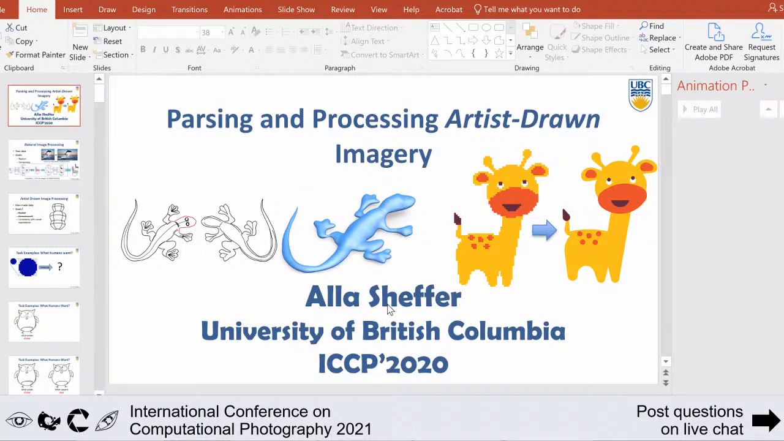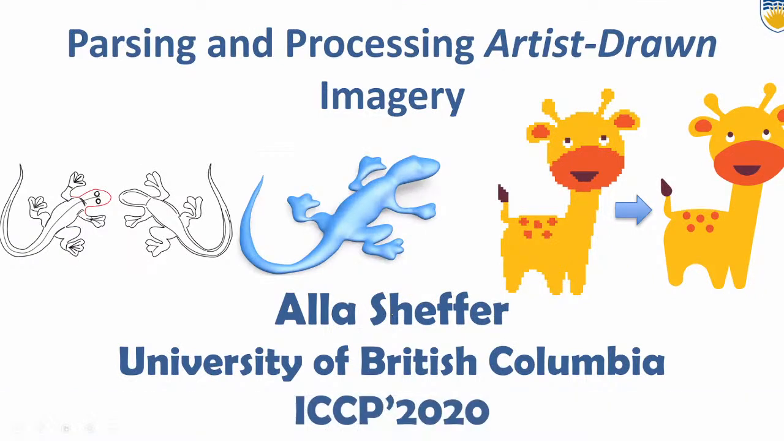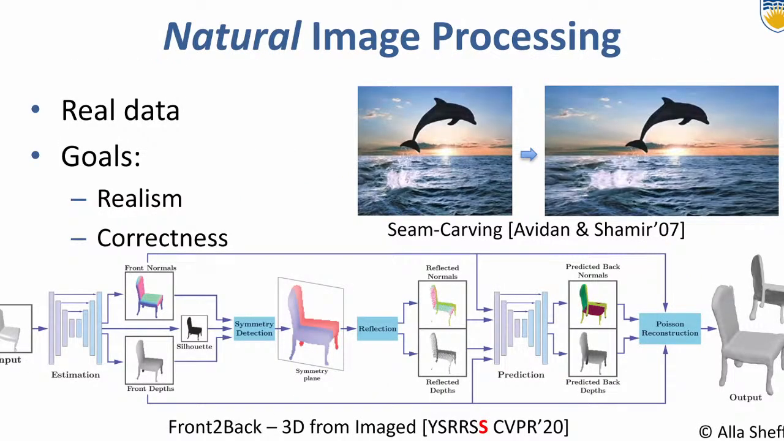Now it did. Okay, so as mentioned, my goal today is to talk about parsing and processing artist-drawn imagery, which is a somewhat different topic from what most presentations at ICCP are about, because usually when people talk about image processing, what you talk about is natural image processing. So tasks such as, for instance, changing image properties or going from 2D images to 3D data. And so we talk about real data, as in stuff that's actually captured in the wild.